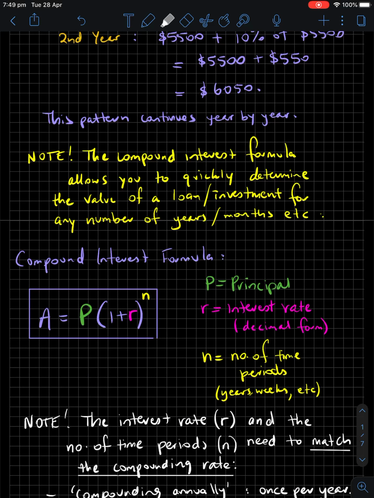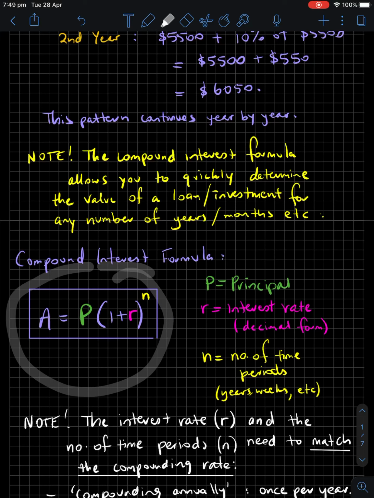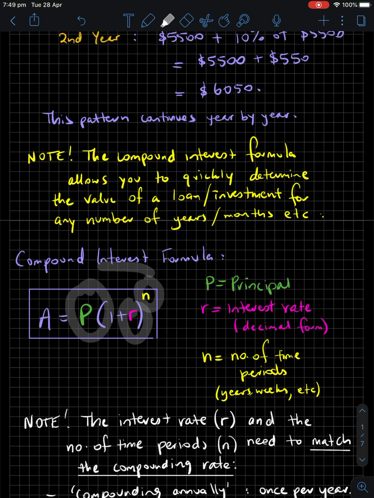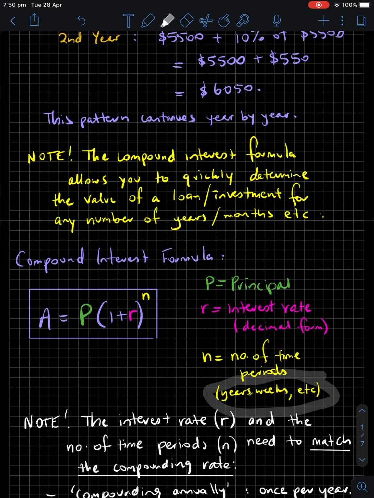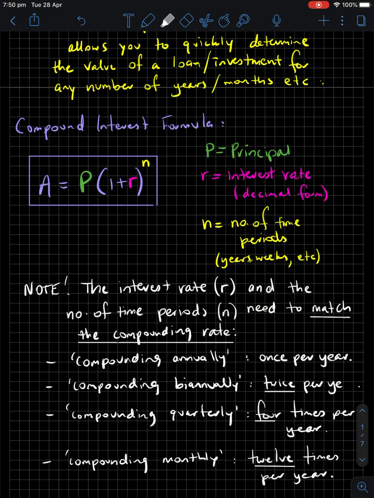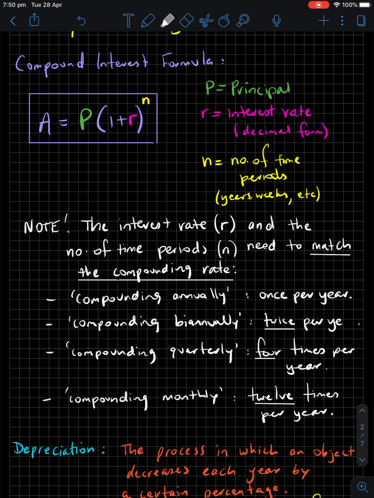So the compound interest formula is this. You're dealing with P, R, and N in this formula. P is the principal, similar to simple interest. It's the amount of money that you invest or borrow. R is the interest rate, and it's important that you remember that it's in decimal form. And N is the number of time periods, very similar to simple interest, I equals PRN. The number of time periods is like the number of weeks or years, etc., that you're investing or borrowing for.